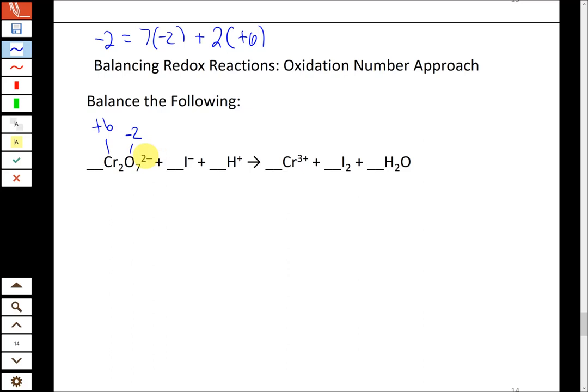So that one was particularly difficult to get the oxidation number, but thankfully the rest of this problem is very easy. So I-, ion by itself, oxidation number is equal to the charge. H+, ion by itself, oxidation number equals the charge. Chromium 3+, ion by itself, oxidation number equals the charge. And then I2 is an element with no charge. It's not bonded to anything else, and there's no charge.